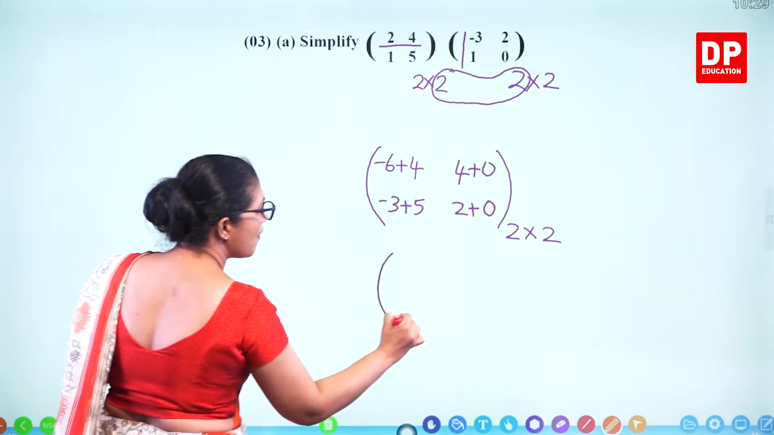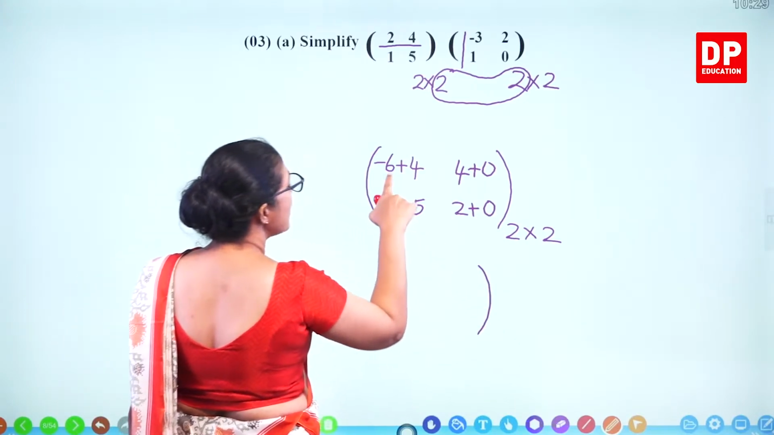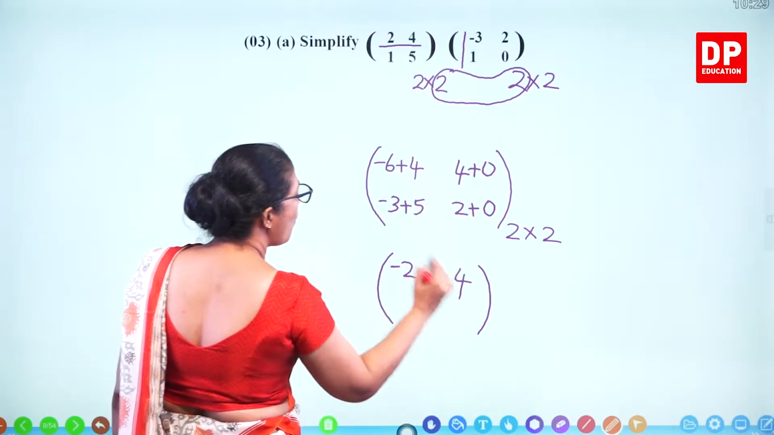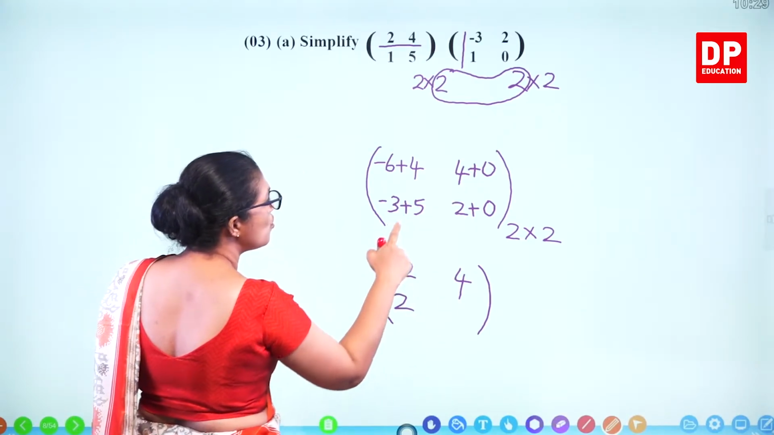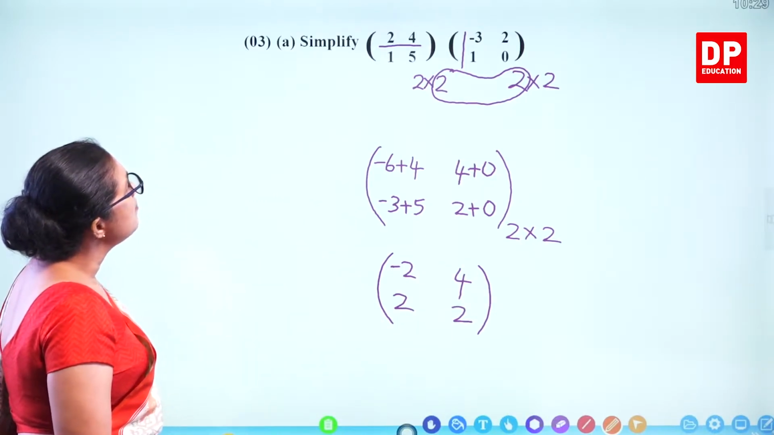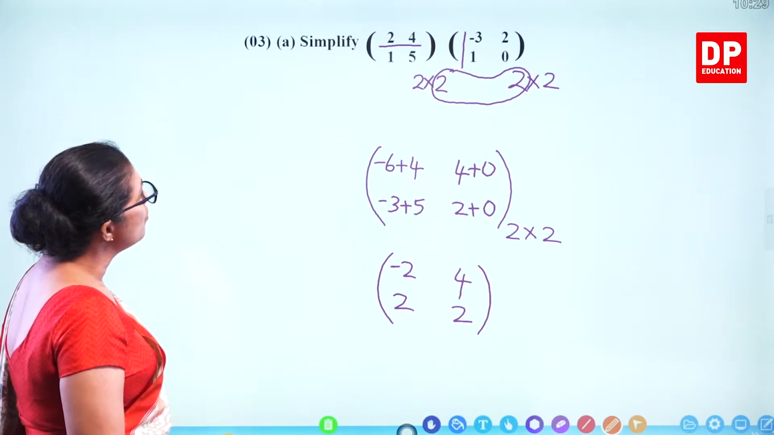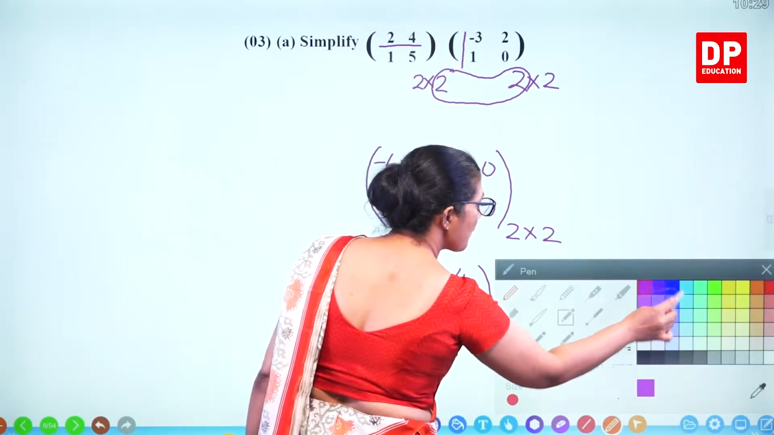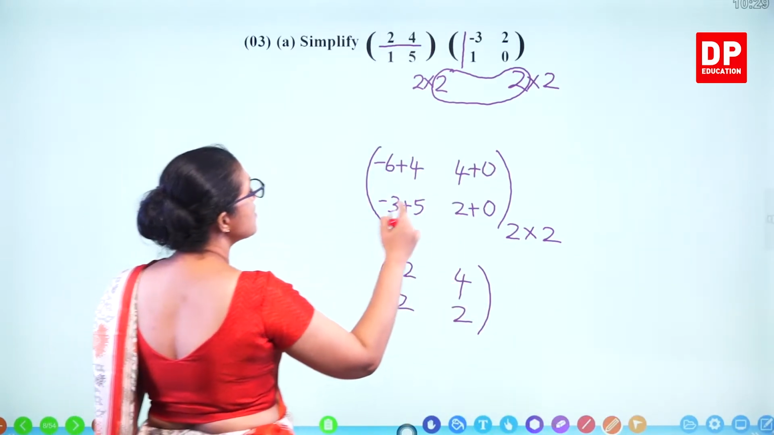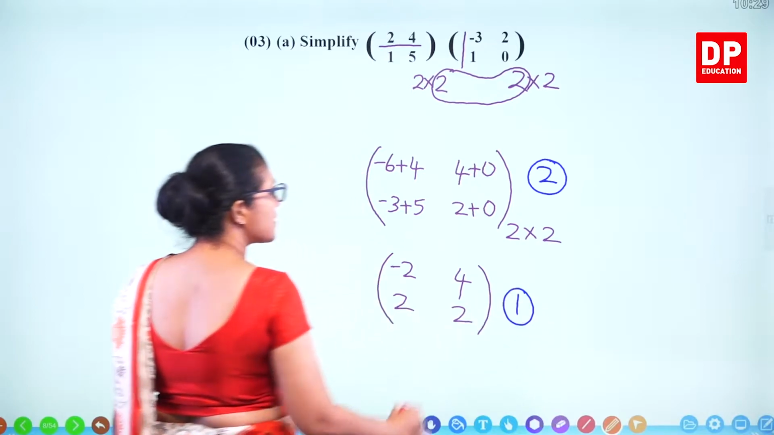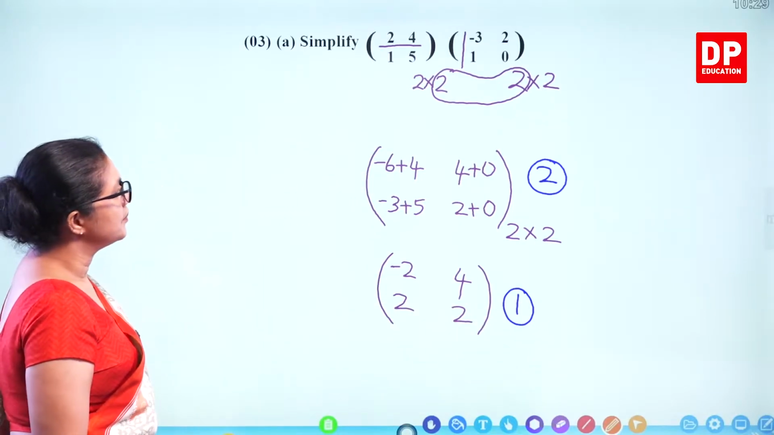So when you simplify, what's the matrix you are getting? Minus 6 plus 4 is minus 2. 4. 5 minus 3 is 2. And 2. So that's the matrix. So you can get 3 marks. So 2 marks for this and the final answer 1 mark.